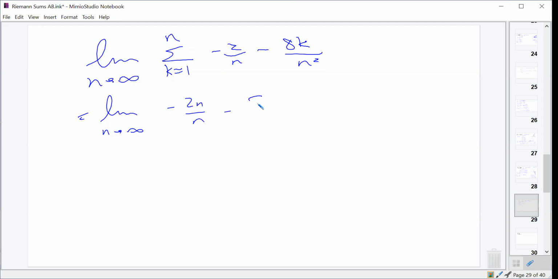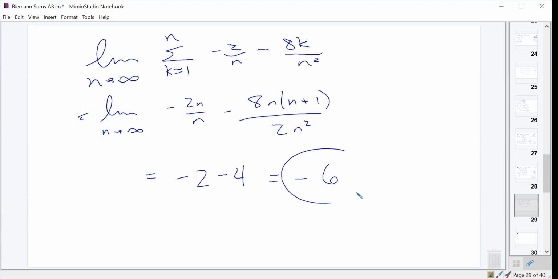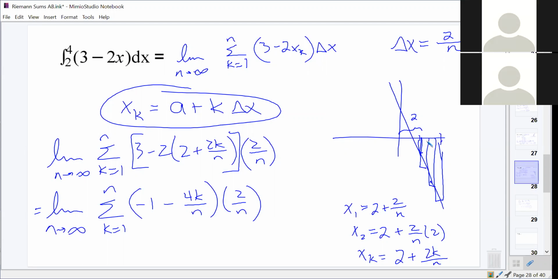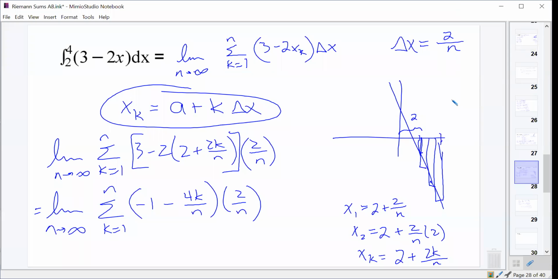And our n times n plus 1 over 2, and the n squared. And what do we end up with? -2 minus 4, or -6. Good or no? And we'll note that this one came out to be negative, and it makes sense because, like I was saying earlier, this is all below the x-axis, so we should get a negative value. Good or no?